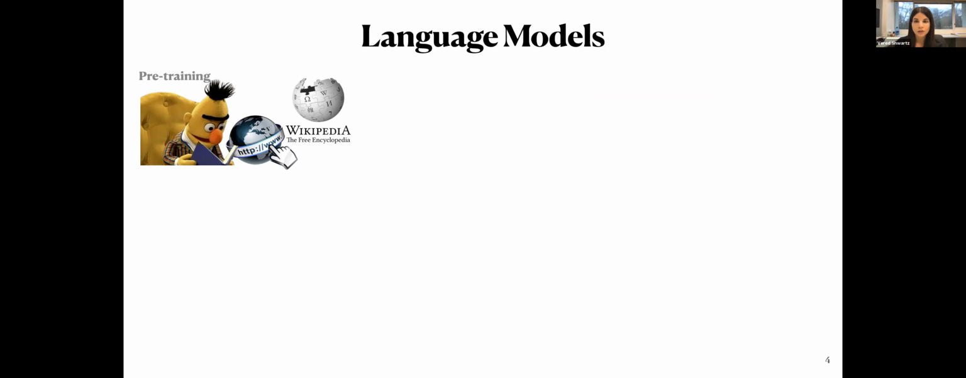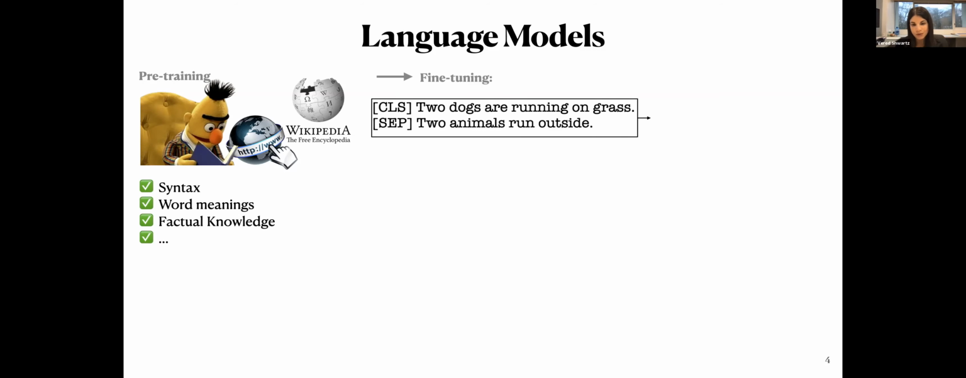And then as a result, they learn about syntax, they learn about word meanings, some factual knowledge about the world, some common sense knowledge. And then this is used as the base or the representation for many different models for different tasks. And typically, they're also then fine-tuned or trained on specific data set to perform very specific narrow tasks, such as NLI.